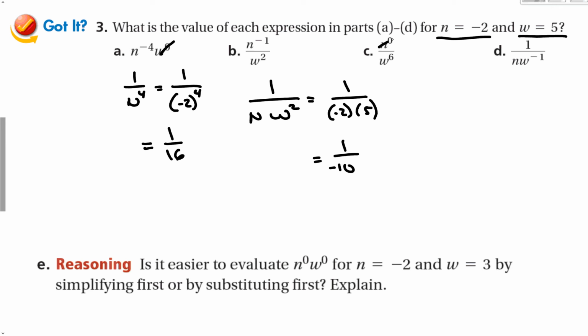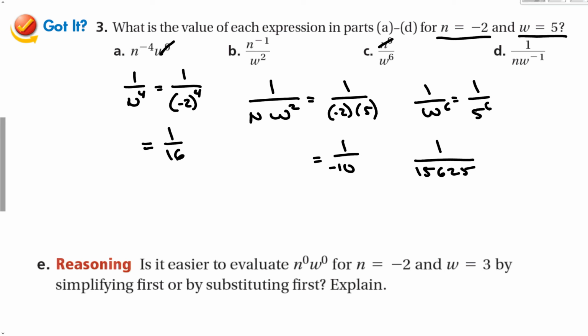For part C, that just goes away, and we have 1 over w to the 6th, which is 1 over 5 to the 6th. Going to be a big number, but that's okay. With my calculator, I can just get this as 15,625.